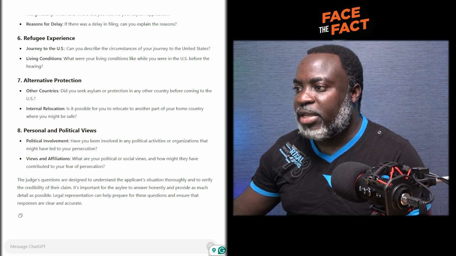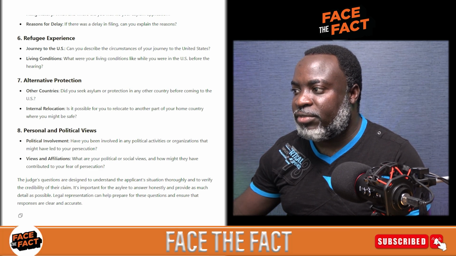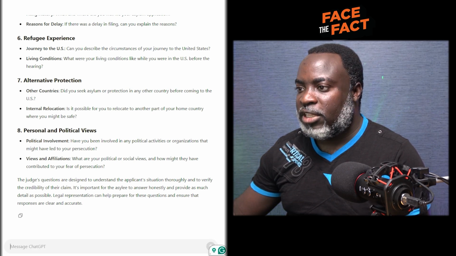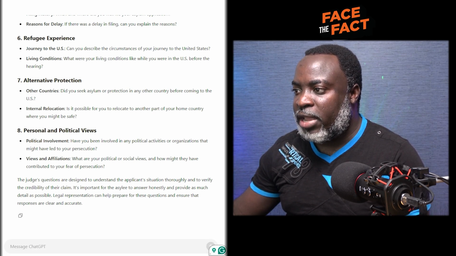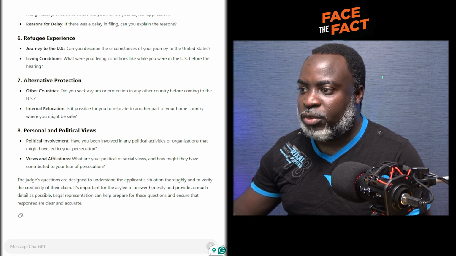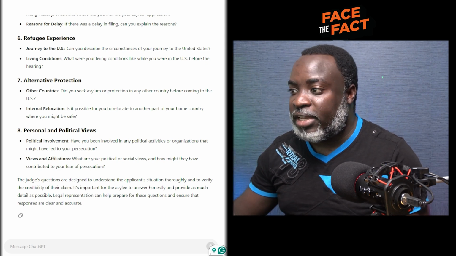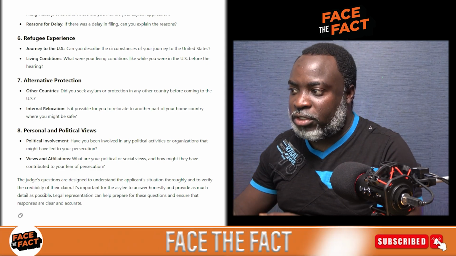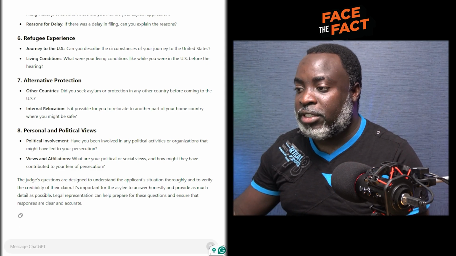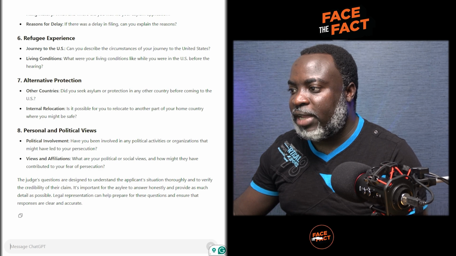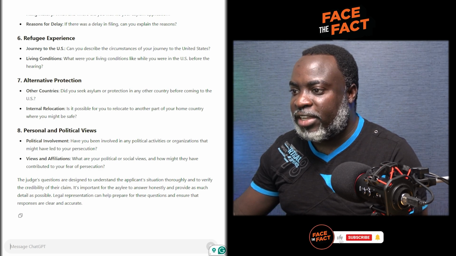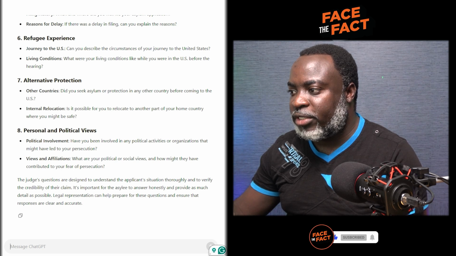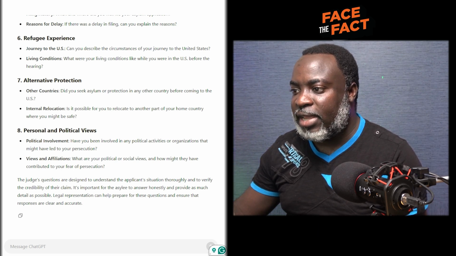So political involvement. Have you been involved in any political activities or organizations that might have led to your persecution? And then views and affiliations. What are your political or social views and how might they have contributed to your fear of persecution? So the judge's questions are designed to understand the applicant's situation thoroughly and to verify the credibility of their claim. It's important for the asylee to answer honestly and provide as much detail as possible. Legal representation can help prepare for these questions and ensure that responses are clear and accurate.